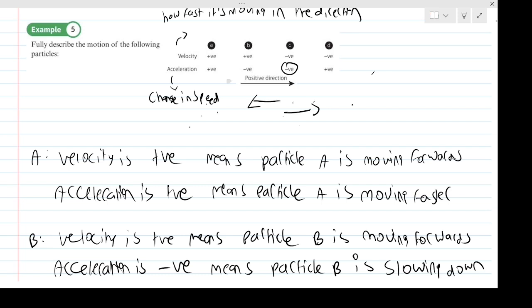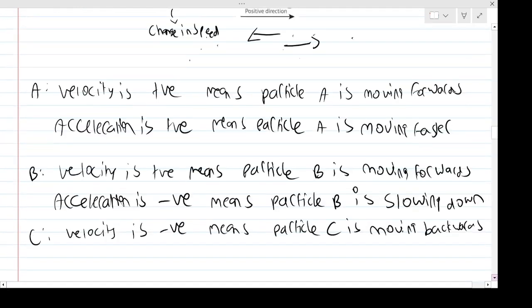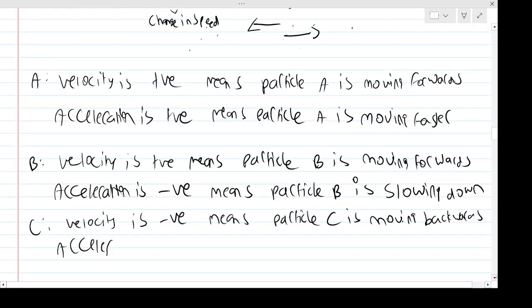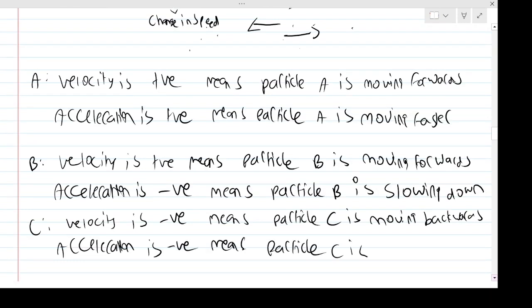Okay, so that means if it's slowing down in one direction, it's becoming faster in the other. So it's moving slower forwards, which means it's moving faster backwards. Okay, so the acceleration is negative, and that means particle C is moving faster backwards. Okay, and there we are.